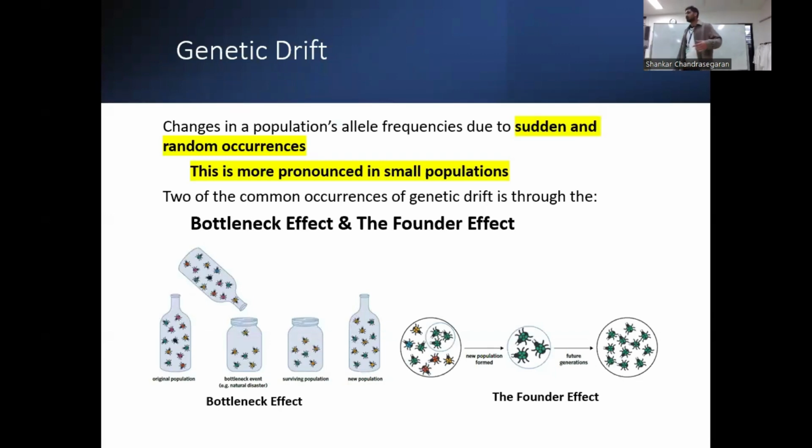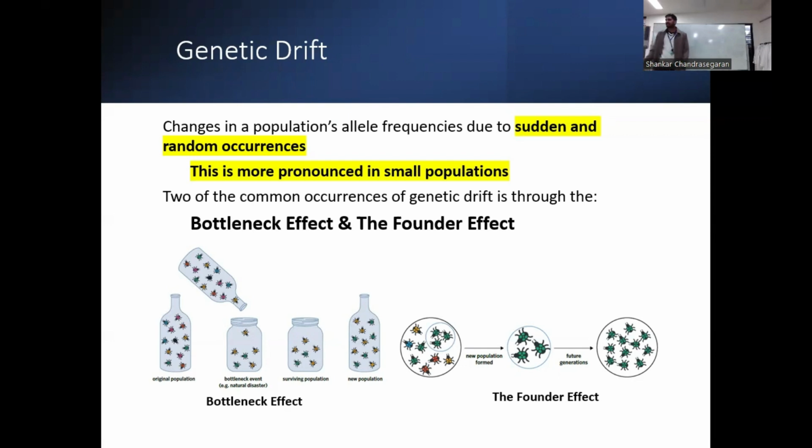What are the two examples of this? They are the bottleneck effect and the founder effect. Basically, these are two ways that the population's allele frequencies are going to randomly and suddenly change in a very drastic way, and that can be considered genetic drift. So under genetic drift, the two common occurrences are the bottleneck effect and the founder effect.